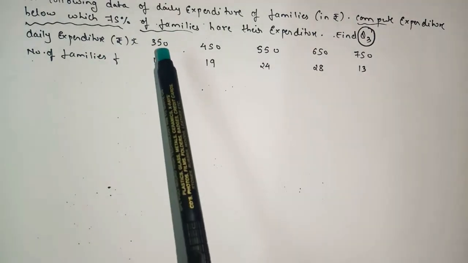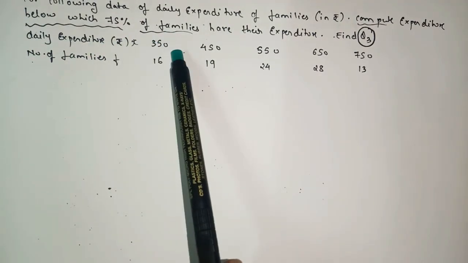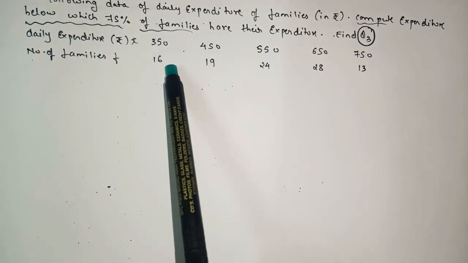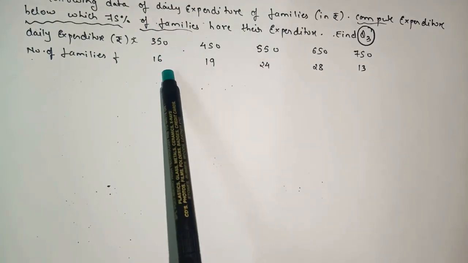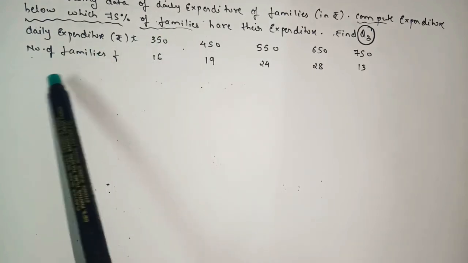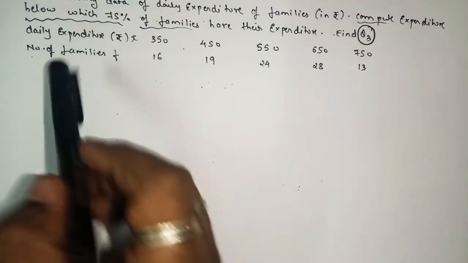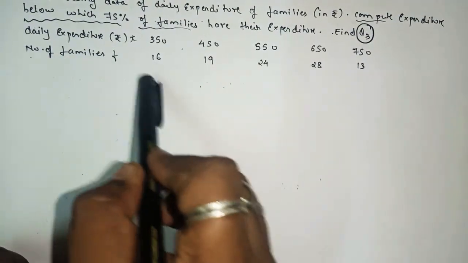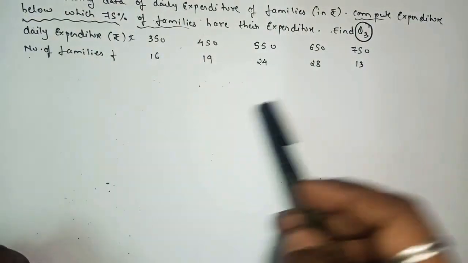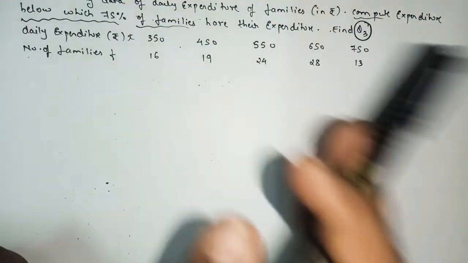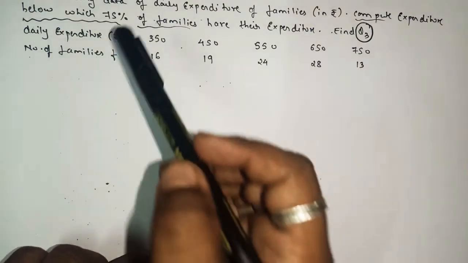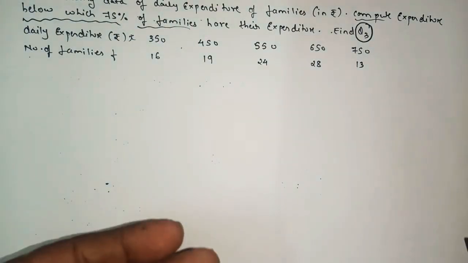Listen here. 350 daily expenditure is what? 350. How many families are there? 16 families. That means 16 families having their daily expenditure 350. That means you will write 350 16 times like this: 350 comma 350 comma 350 comma. If you want to stick with the first formula only, type number one only, you can solve this sum by type number one also.